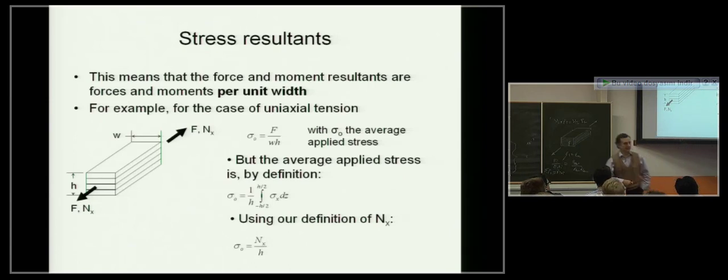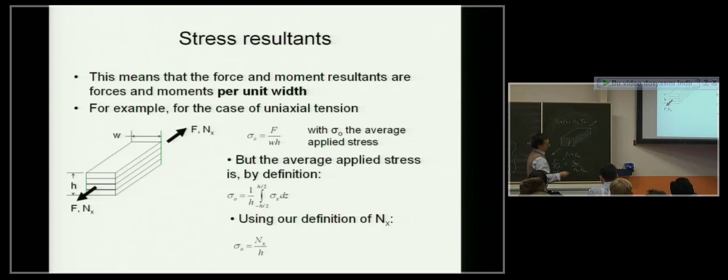So let's look at the case of the uniaxial tension that we were doing here. I have width W and thickness, total thickness H, and I'm applying a force in units of force per unit width Nx. Now the average applied stress, sigma 0, is by definition my applied force F divided by the cross-sectional area W times H.